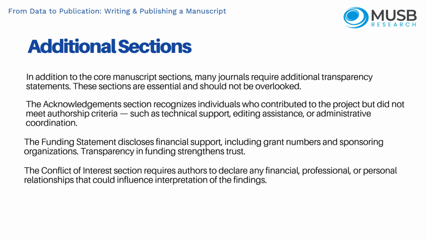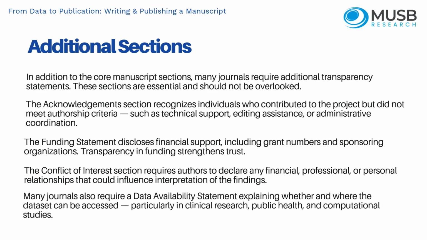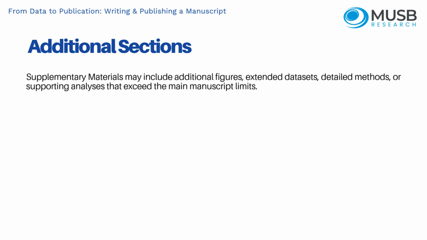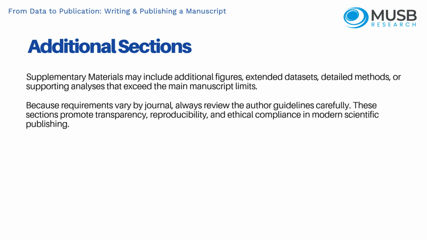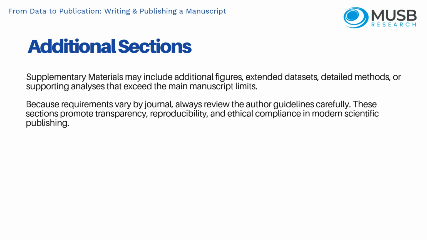The conflict of interest section requires authors to declare any financial, professional, or personal relationships that could influence interpretation of the findings. Many journals also require a data availability statement explaining whether and where the dataset can be accessed, particularly in clinical research, public health, and computational studies. Supplementary materials may include additional figures, extended datasets, detailed methods, or supporting analyses that exceed the main manuscript limits. Because requirements vary by journal, always review the author guidelines carefully. These sections promote transparency, reproducibility, and ethical compliance in modern scientific publishing.